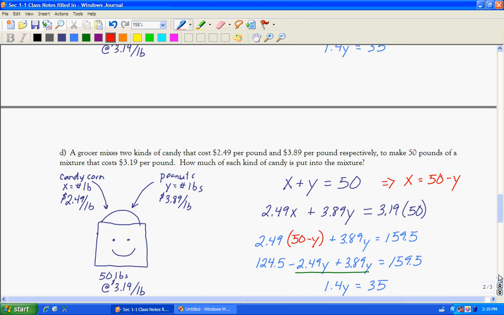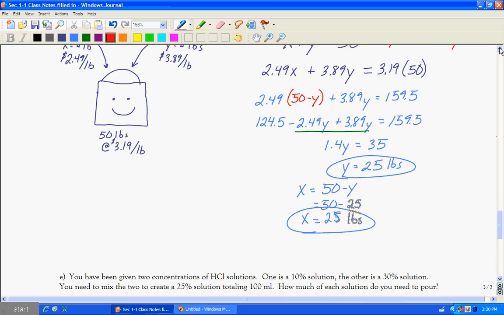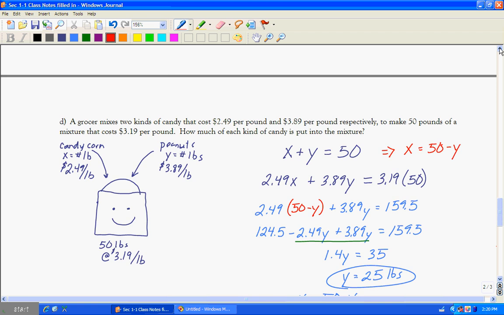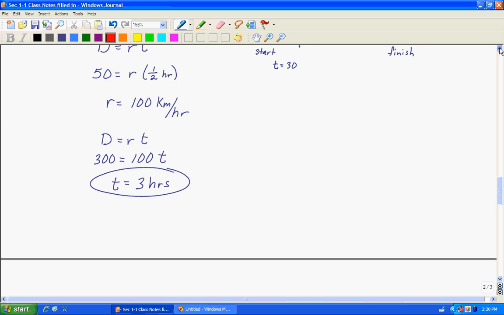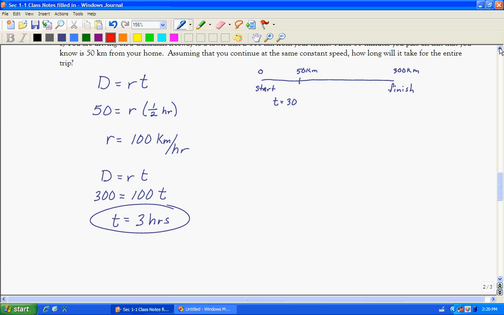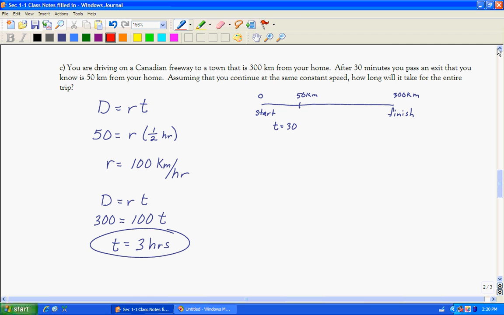Okay, next example. Whoops. We're on a Canadian freeway. Our total trip is 300 kilometers from our home. After we're driving for 30 minutes, we pass an exit that we know is 50 kilometers from our home. If we're traveling at a constant speed, how long will it take for the entire trip?